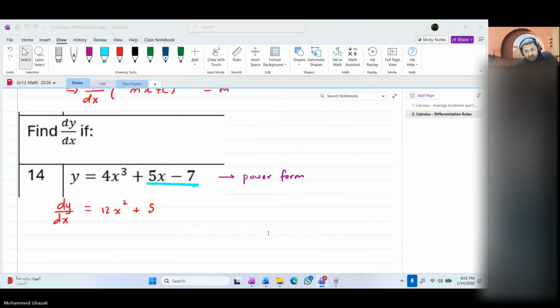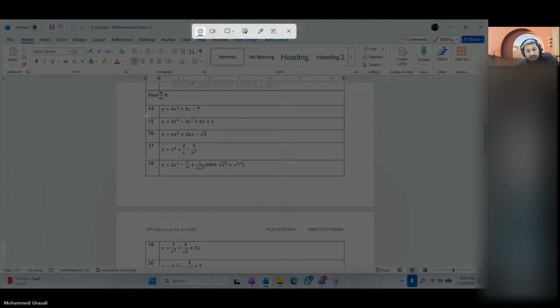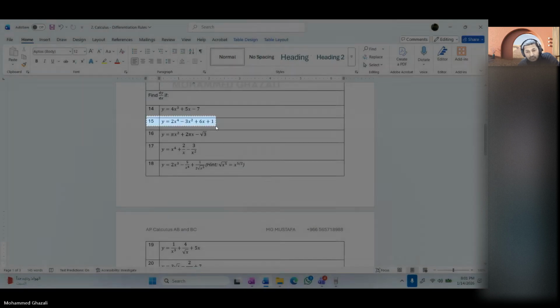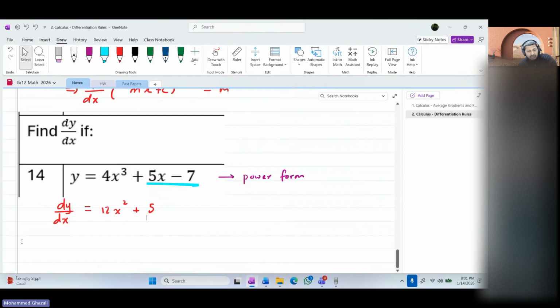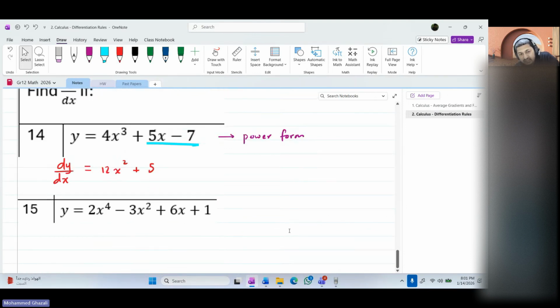Right, excellent. I hope you guys are understanding. It's very simple. Remember, this calculus topic is a very big section in math paper 1. It's almost about 30%.